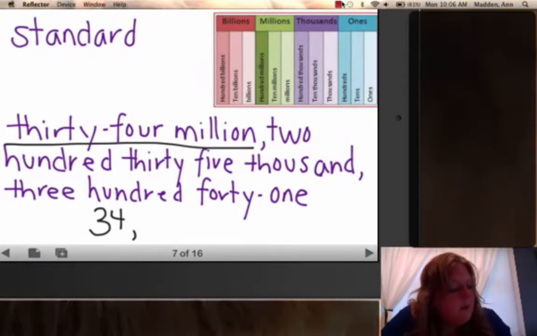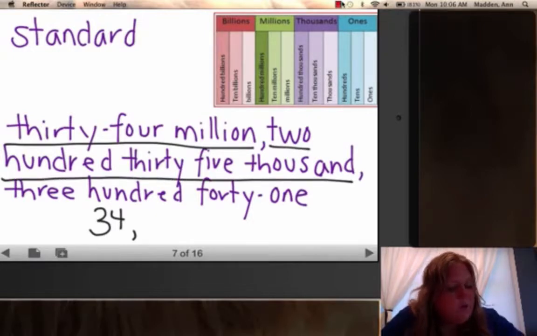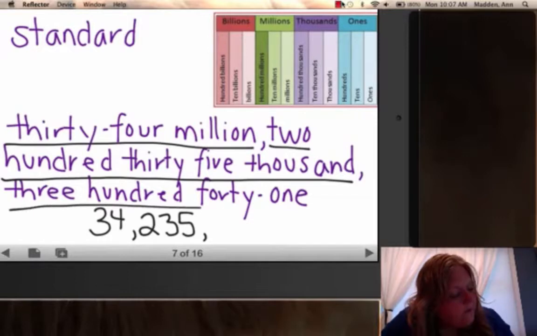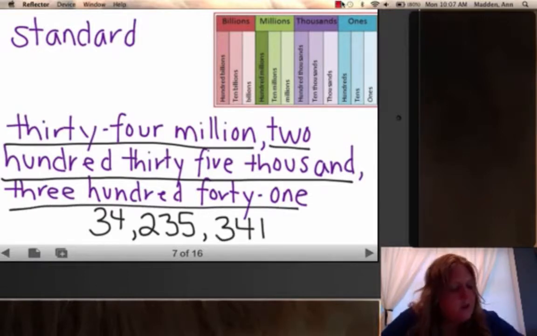So I've got 34 million, 235,000. So my next place value there is thousands. So I hear 235,000. That's my comma. 341. There is our standard form of that number.